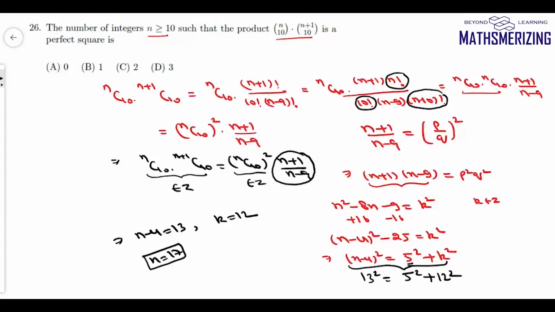So the only value of n for which this expression nC10 into n plus 1 C10 is a perfect square is n equals 17. If I take n equals 17, then n plus 1 upon n minus 9 will be simply 18 upon 8, which is 9 by 4, which is 3 by 2 whole square. So it is a perfect square, but a perfect square of a rational number, which is not an integer. So the answer to this question is that the number of integral values of n is simply 1. That's your option number B.